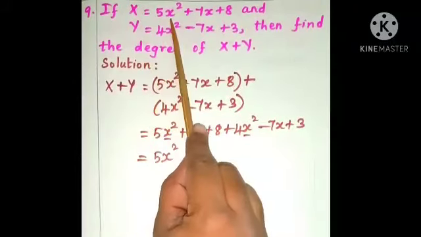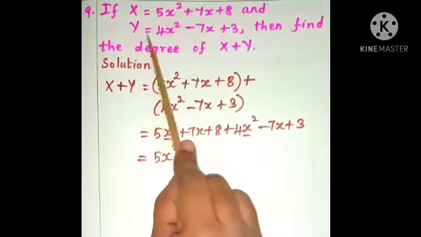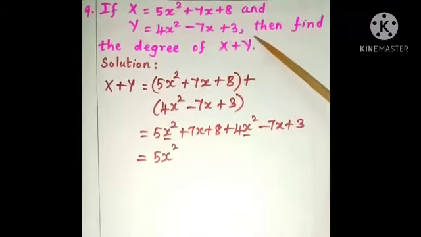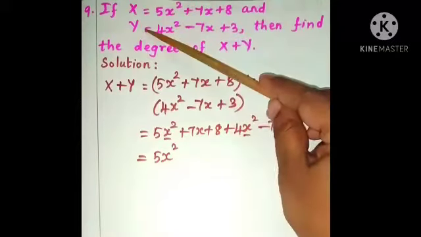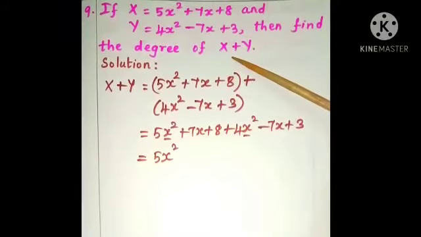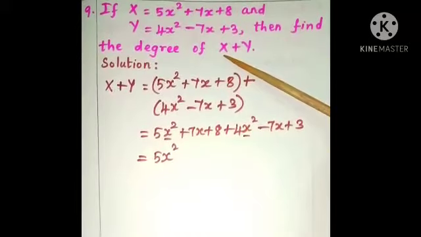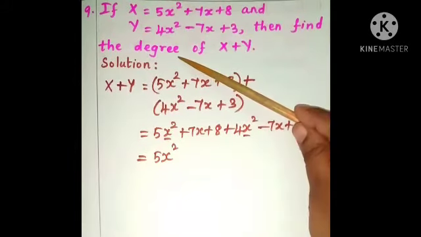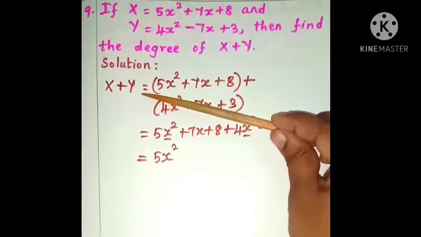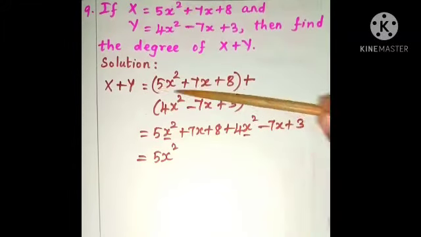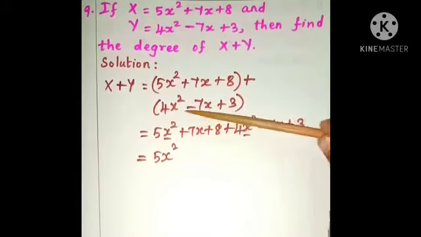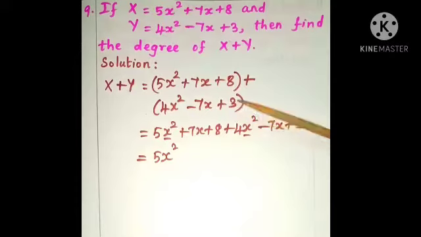Ninth problem: x is equal to 5x squared plus 7x plus 8 and y is equal to 4x squared minus 7x plus 3. Then find the degree of x plus y. Now students, here the x and y expressions are given, and then we have to find the expression of x plus y. And then for the required expression, we need to find the degree. First, let us find x plus y. What is the value of x? 5x squared plus 7x plus 8, plus the value of y, 4x squared minus 7x plus 3.